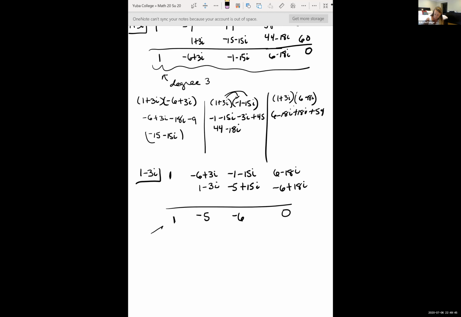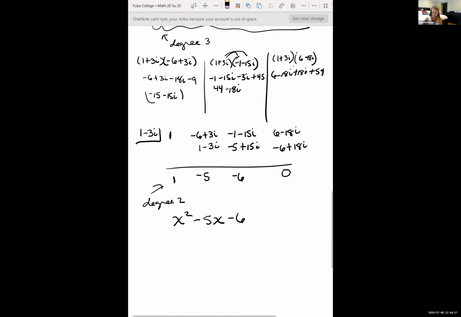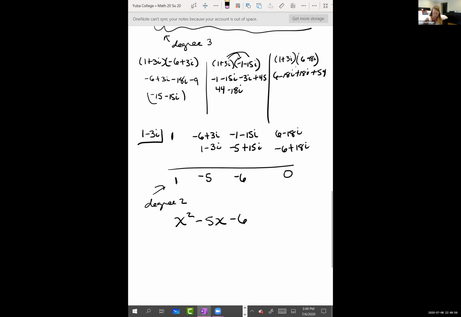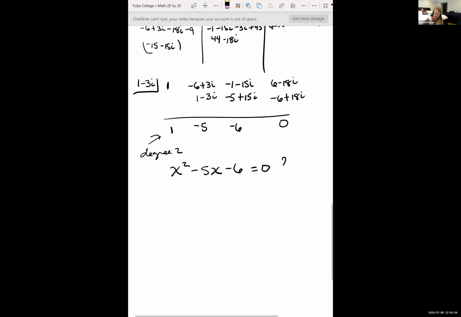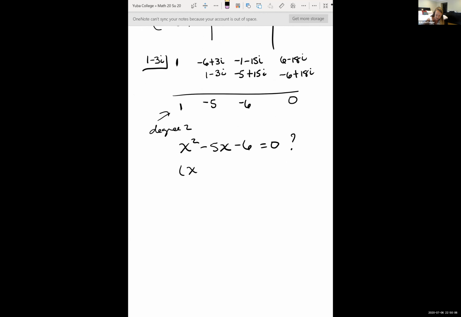So this is a degree 2. We're almost there. So this polynomial is x squared minus 5x minus 6. We're trying to find zeros. Do we know when this is equal to 0? Well, that one's nice because it's factorable. There are two numbers that multiply to negative 6 and add to negative 5. So this is (x minus 6)(x plus 1) equals 0. x minus 6 is 0 when x is 6. x plus 1 is 0 when x equals negative 1.